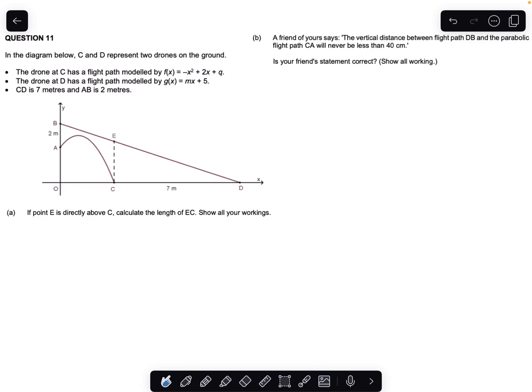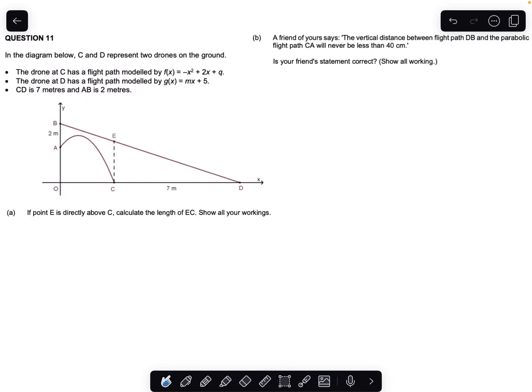We are busy with IEB paper 1 from November 2022, looking at question 11. Almost at the end of this paper. Woohoo! In the diagram below, C and D represent two drones on the ground.